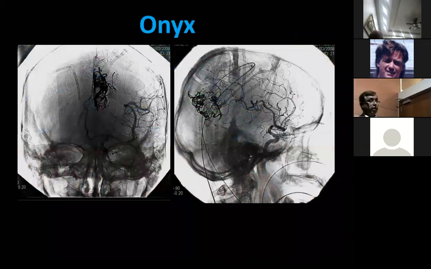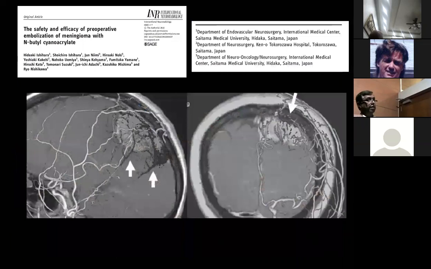This is a case of Onyx, which is a fluid, and this is the picture of it appearing after the embolization. Again, these are pictures showing the safety and efficacy of embolization using N-butyl cyanoacrylate. This is how it appears.